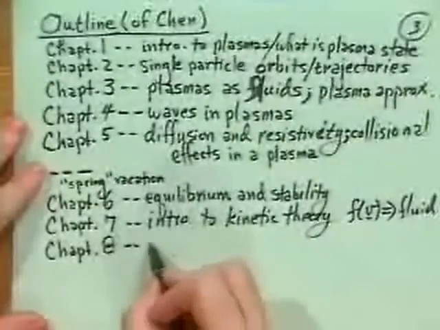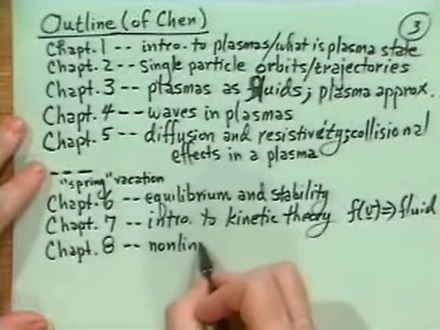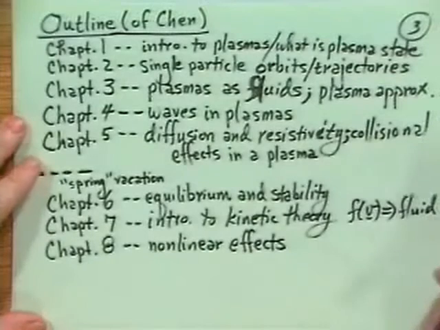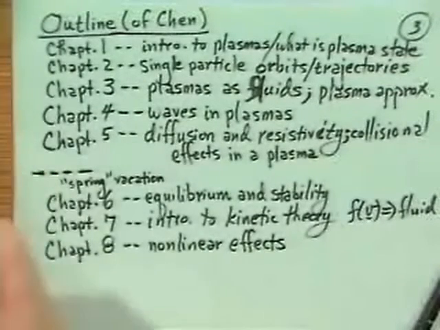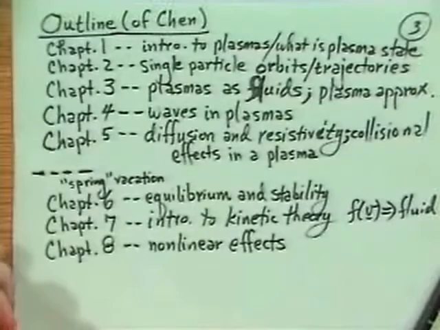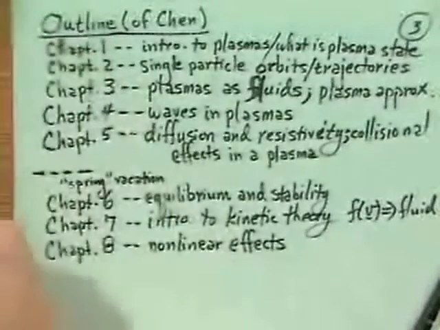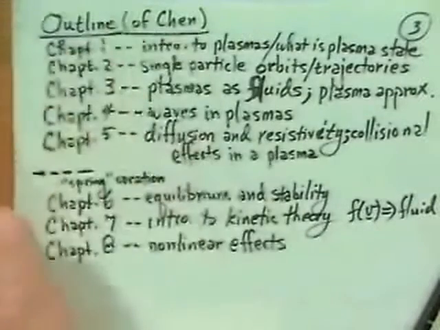Anyway, we'll have various other things in regard to introduction to kinetic theory. Then we'll be going on to Chapter 8, which is nonlinear effects. Here what we're interested in are things like sheaths at the edge of a plasma, where you get nonlinear effects, but more particularly shock waves, nonlinear turbulence type theories, so-called ponderomotive forces, things like parametric instabilities, which are nonlinear couplings of waves.